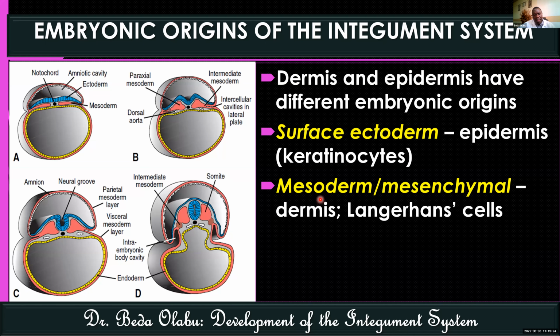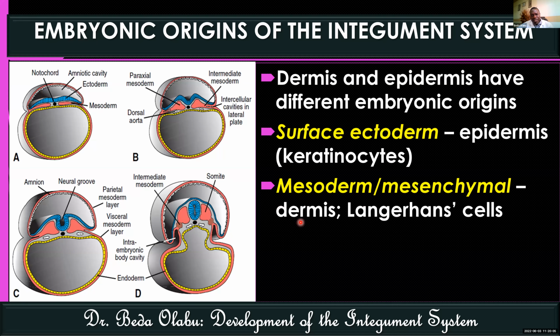Then we have the mesoderm, or let me use the term mesenchyme so that it can encompass a lot of things. Mesenchymal tissue gives rise to the dermis of the skin, but it also gives rise to the Langerhans cells of the epidermis. Now remember, Langerhans cells are connective tissue cells, or let me say supporting tissue cells. They are basically cells of the immune system. So they don't really come from the surface ectoderm, they come from mesenchyme, but now they invade the developing epidermis.